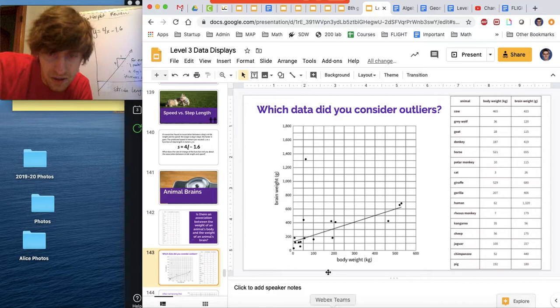So all these dots that are above, let's see, the y-axis represents your height. So if you are above this line, it means that your height is bigger than your arm span. If you are below the line, that means your height is smaller than your arm span.